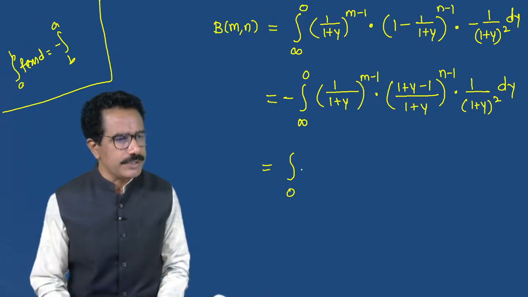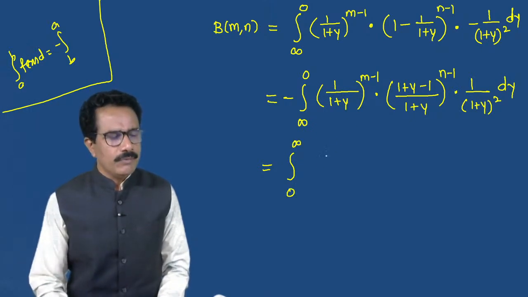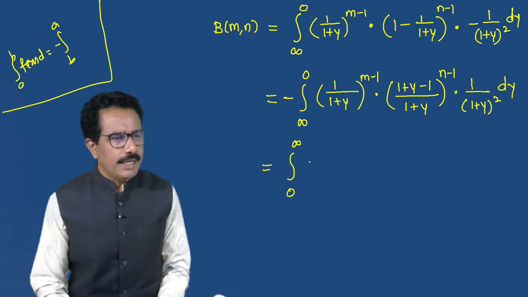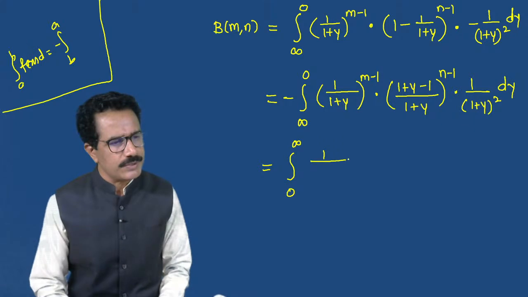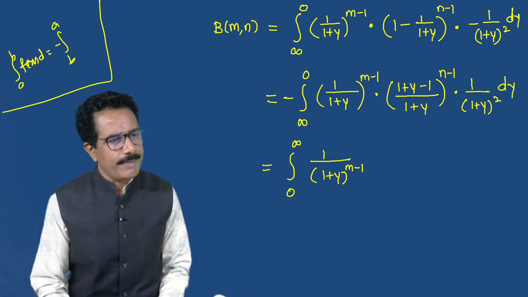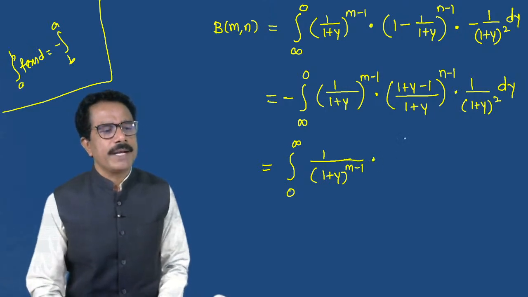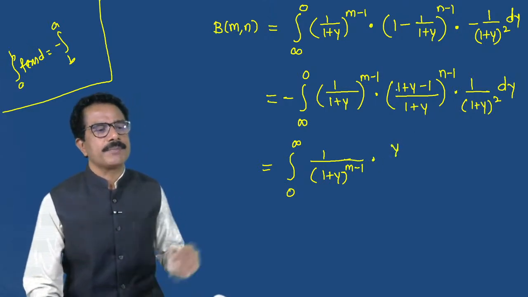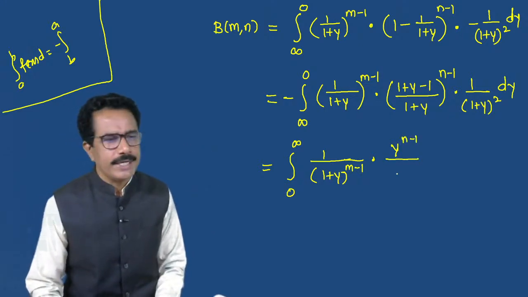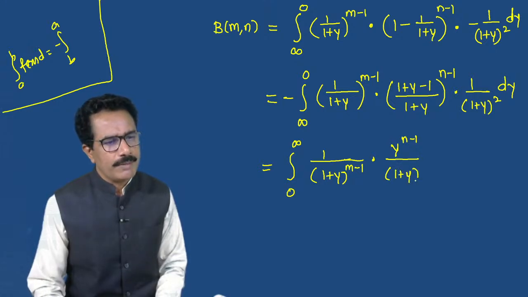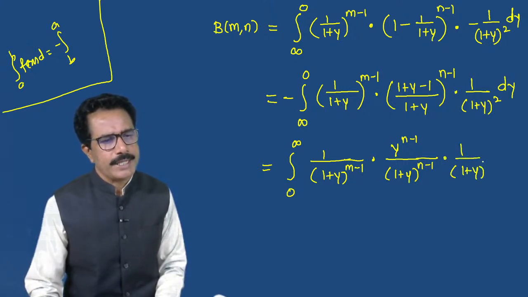So we can write integral from 0 to infinity of 1 upon 1 plus x, with 1 raised to m minus 1, there is no problem, divided by 1 plus y raised to m minus 1 into plus 1 minus 1. Separate this index, the plus 1 minus 1 will get cancelled, y raised to n minus 1 divided by 1 plus y raised to n minus 1 into 1 upon 1 plus y raised to 2 dy.